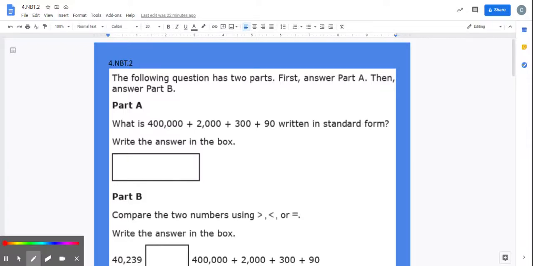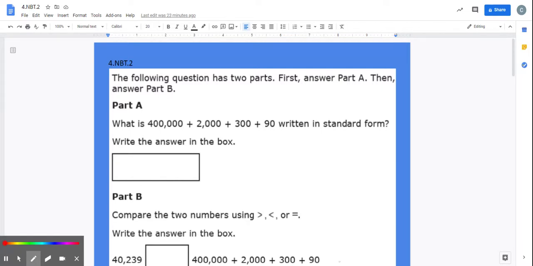Welcome to NBT.2 tutorial, part 1. 4.NBT.2 is a Common Core standard that deals with reading and writing numbers and comparing numbers.